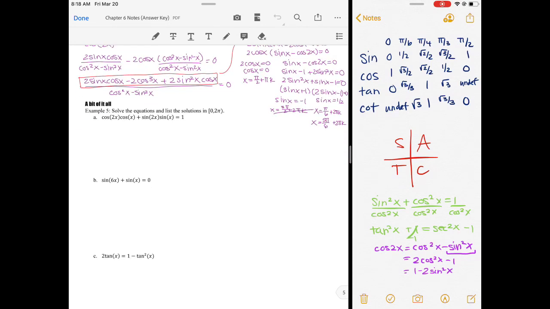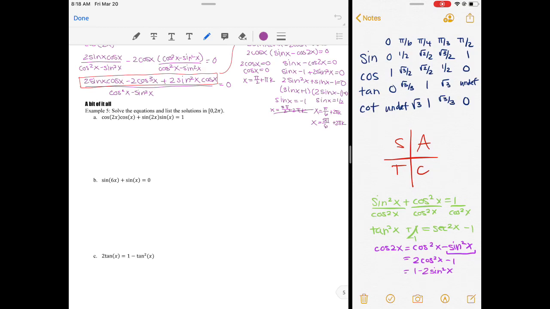All right, to pick up where we left off, we now have just 3 examples. That is, you're going to have to make some decisions about how to best solve them. So in this first one, we've got cosine of 2x, cosine of x, sine of 2x, sine of x equals 1. So we've got 2 different trig functions, 2 different arguments. So it'd be super nice if we could combine these.